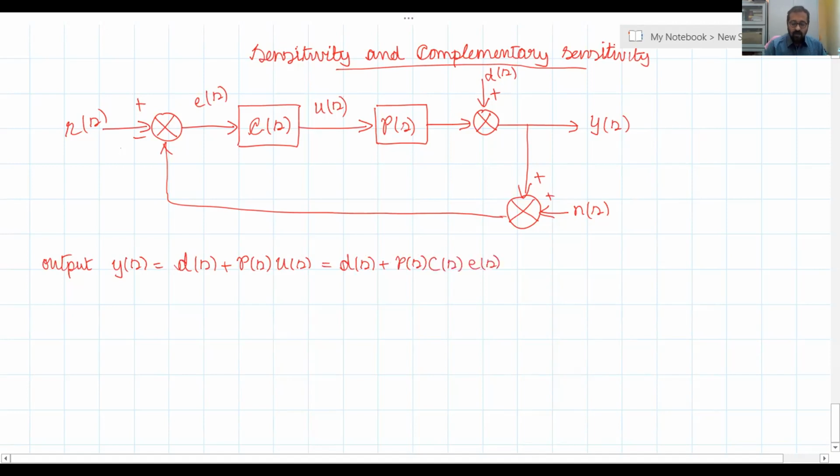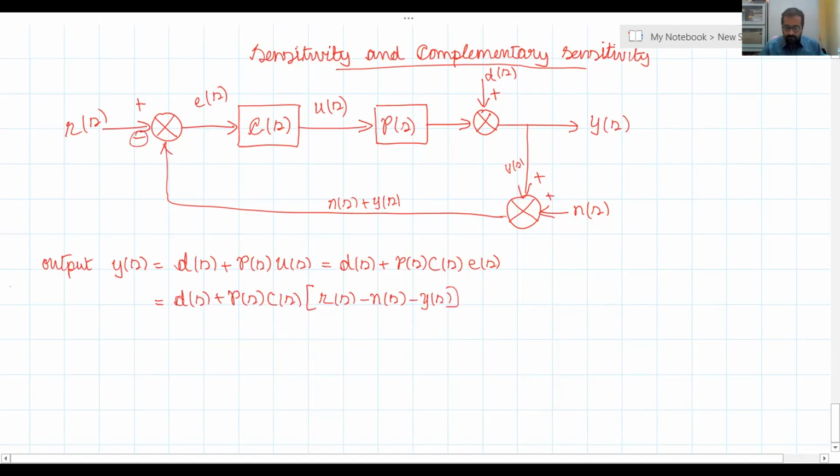And what is E of S? R of S minus what is the signal at this point? It will be N of S plus Y of S, because this signal is Y of S and this signal is N of S, so the output must be N of S plus Y of S. So I can write it like this. This can be rewritten as D of S plus P of S, C of S into R of S minus N of S minus Y of S. Why the minus sign? Because it is negative feedback.